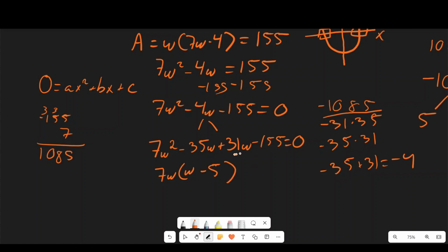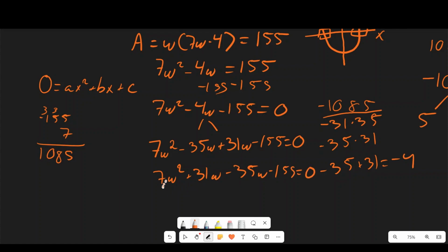But what about these ones? Is there a common factor between 31 and minus 155? Doesn't really work, right? Because 31 is a prime number. So I'm going to actually Control Z all that, and let's try rewriting it with the middle terms switched. So let's say 31w minus 35w minus 155 equals 0.